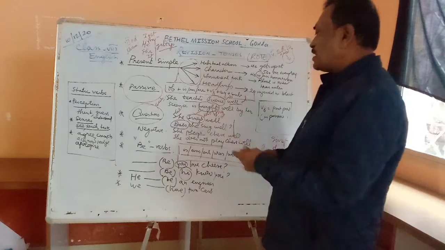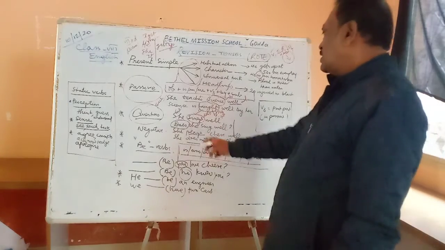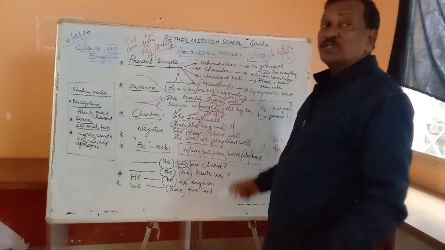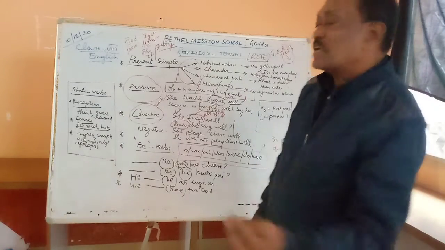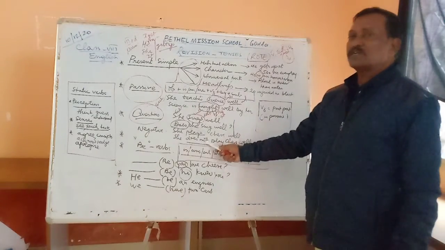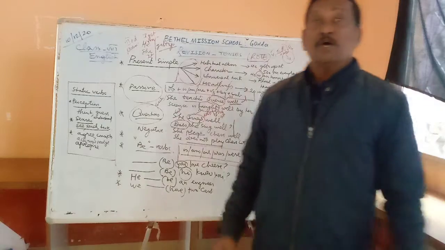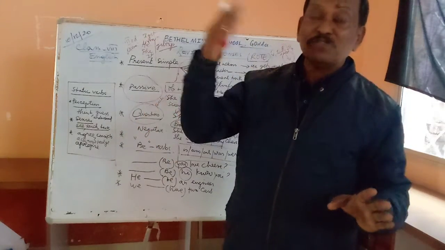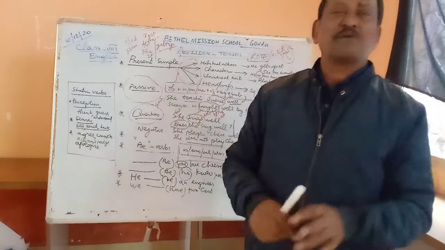Does she sing well? You put a question mark at the end. She plays chess well. Negative. So how do I use the negative sentence? Not comes. She does not play chess well. She plays football well. She doesn't play football well. She knows English well. She doesn't know English well.